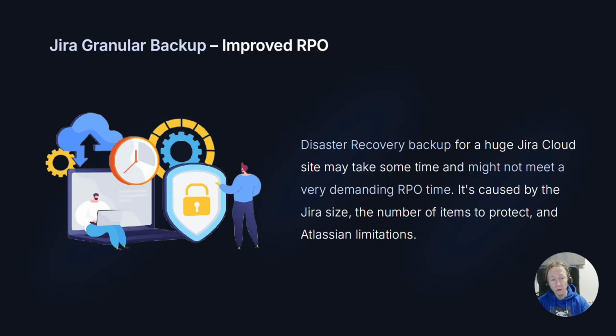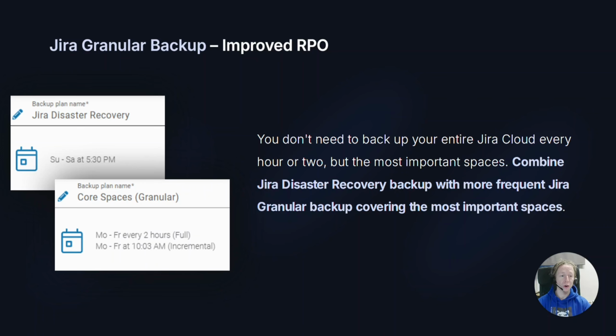And as we all know, for huge Jira Cloud sites, it may take a long time to fetch all data from your site, and to meet a very demanding RPO could be barely impossible. It is caused by the Jira size, the number of elements we have to protect, combined with Atlassian limitations like, for example, API rate limits. So, how to meet a very demanding recovery point objective with a huge Jira size?